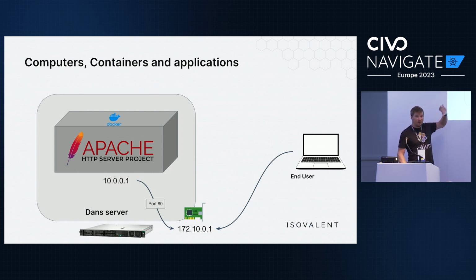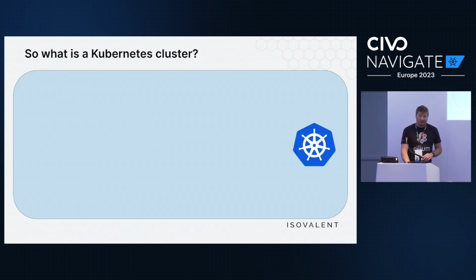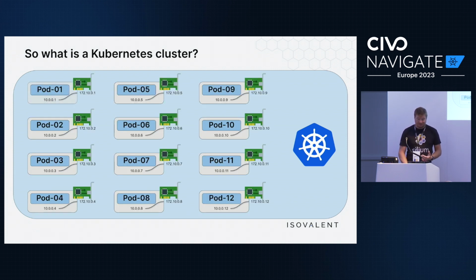Internal network, running my container, running my application, and I need a way of bridging from the outside world internally to that. So what is a Kubernetes cluster? What does that look like from a networking perspective? Messy from an outward world perspective.